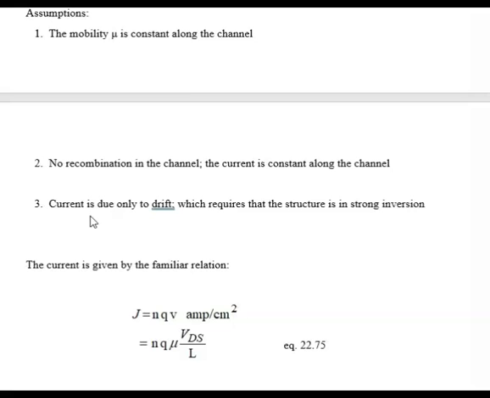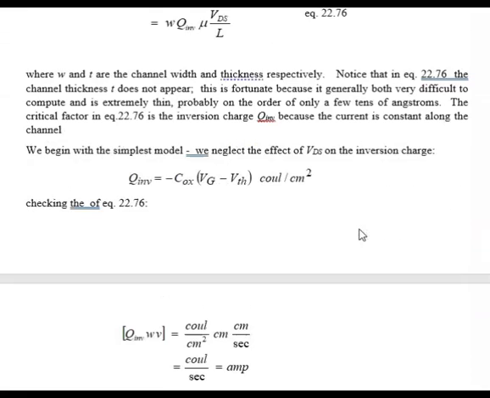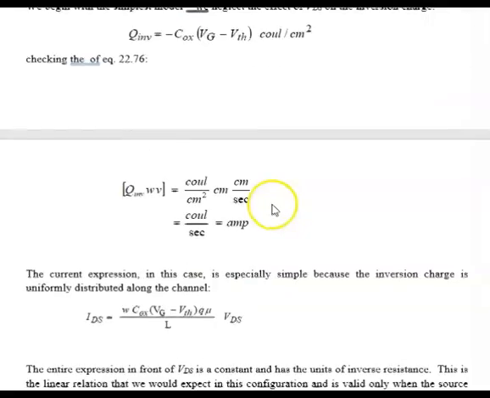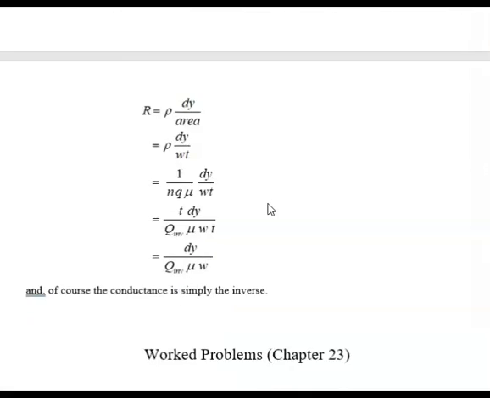And in strong inversion, the current is only due to drift. In weak inversion, it is generally due to diffusion. And as we transition from weak to moderate to strong inversion, the current goes from diffusion to a combination of diffusion and drift, and then wholly to drift in strong inversion. So these are the basic equations that we have, and this is all in the way of review.